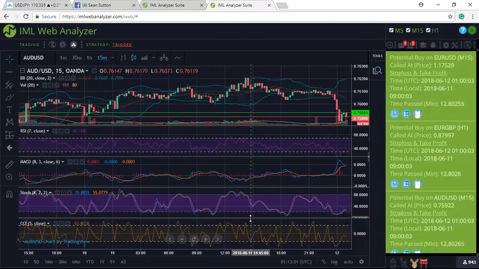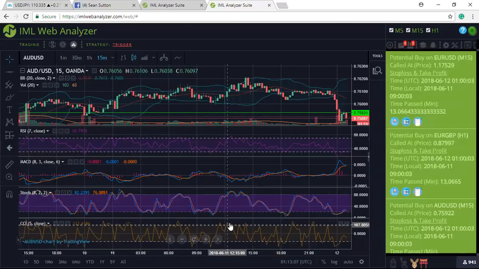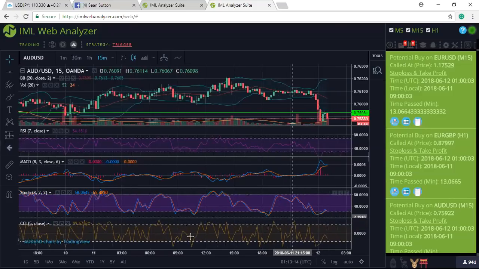CCI has got a dual purpose. It'll let me know when the market is oversold or overbought. As you can see right here, it went above 100. Whichever way it's pointing, that's the way it wants to go typically. And anything below negative 100 is oversold. So I'm looking to buy it when it's in that area. Whenever it's coming back up, it's going to be pointing back up.